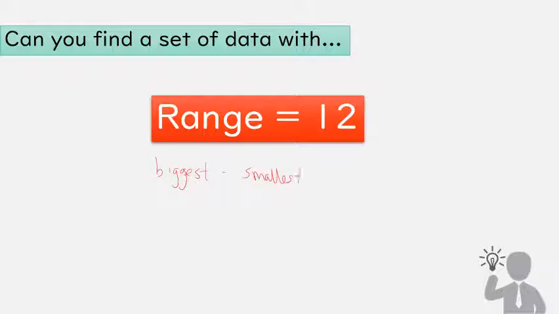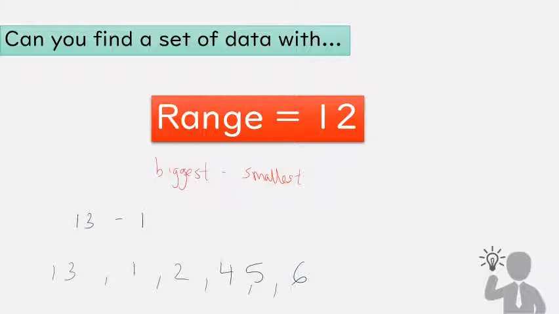So you needed to choose the biggest and the smallest number carefully, and then the other bits of data don't really matter. So you could have gone, let's say, a difference of 12, I could have 13 minus 1. So as long as we have that 13 and 1, and all the other bits of data are in between those values, then that would have given you a range of 12.